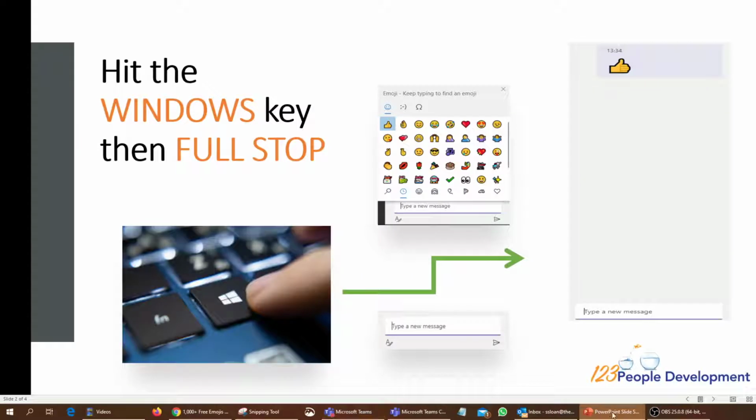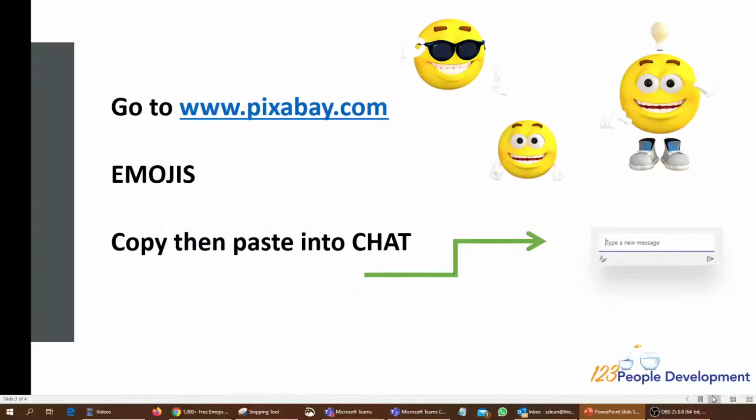The other option, apart from hitting that Windows key, is actually getting yourself onto Google, for instance, and getting yourself onto Pixabay. They are royalty-free images on Pixabay, and one thing I've noticed that you can do in Teams that you can't do in any other platform is copy and paste an image. Loved it. So let me just give you an example of what it is that I did.